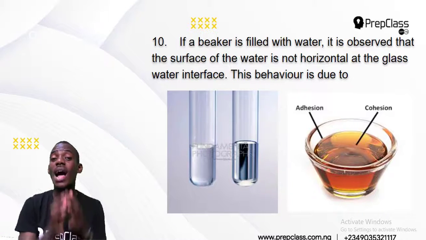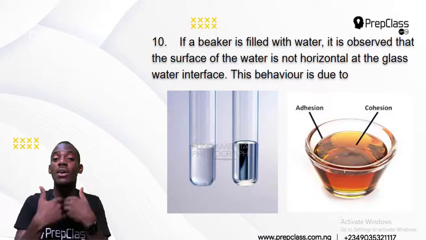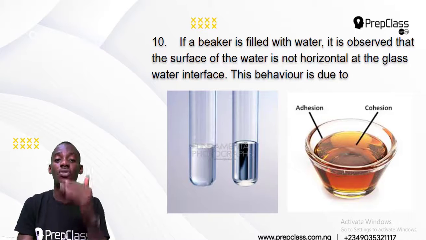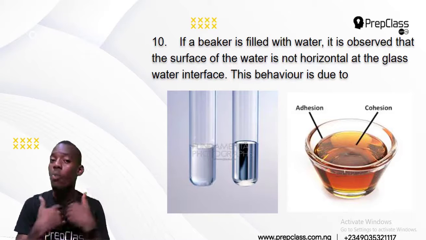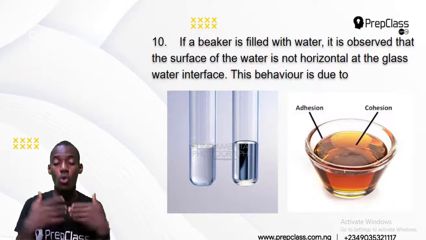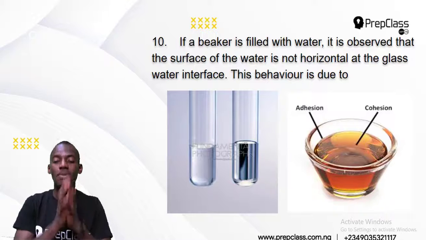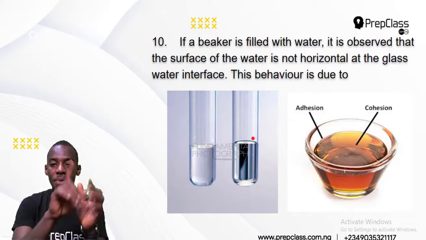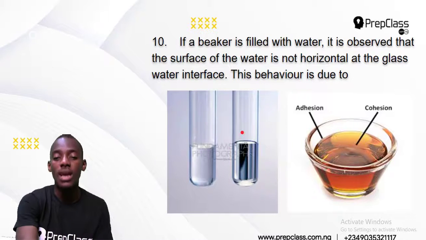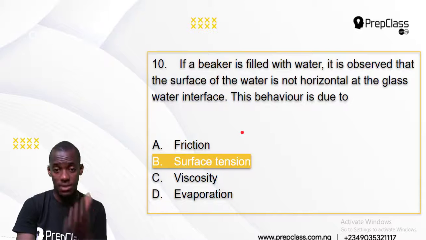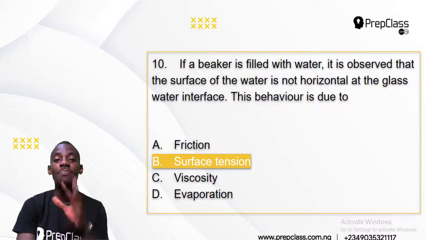That is stronger cohesion. That means it has stronger attraction for itself than for glass, so it has stronger cohesion than adhesion. But water has stronger adhesion, that is, affinity for glass, than cohesion for itself. So it spreads on glass, and that's why water will form a concave meniscus with glass. That phenomenon is interpreted as surface tension. It is due to surface tension between water and glass.